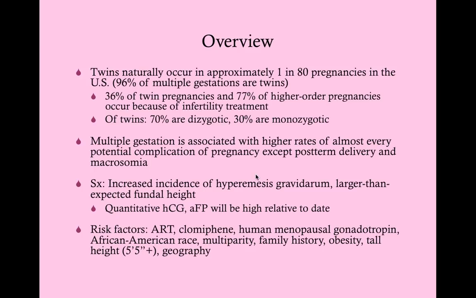Multiple gestation is associated with higher rates of almost every potential complication of pregnancy, with the exception of post-term delivery and macrosomia. So there's a higher rate of preeclampsia, much higher rate of preeclampsia, higher rate of gestational hypertension, higher rates of gestational diabetes, higher rate of preterm delivery, and so forth. Okay, so these are high-risk pregnancies, and so they need to be managed much more closely and be followed much more closely. Very important.